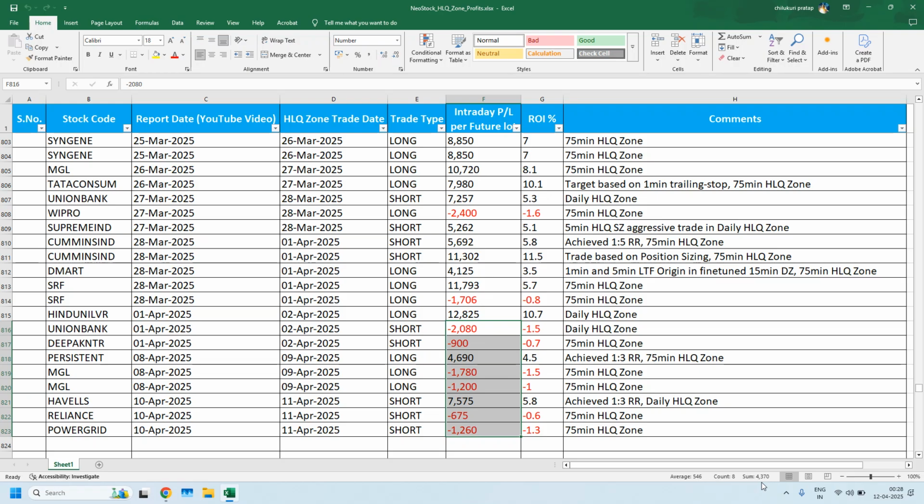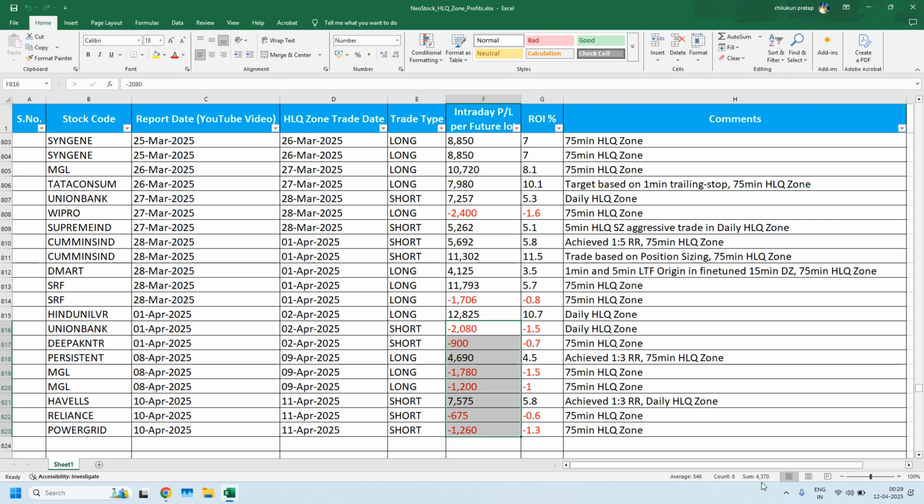Initially use 1 minute trailing stop. If 5 minute zones are created, change from 1 minute trailing stop to 5 minutes trailing stop. And these stops, at least at the time you implement them, should give you a minimum ROI or achieve minimum 1:3 RR. If those trailing stops are violated, then you book whatever profit you got. Maybe you may get 3% ROI. Okay, be happy with that.